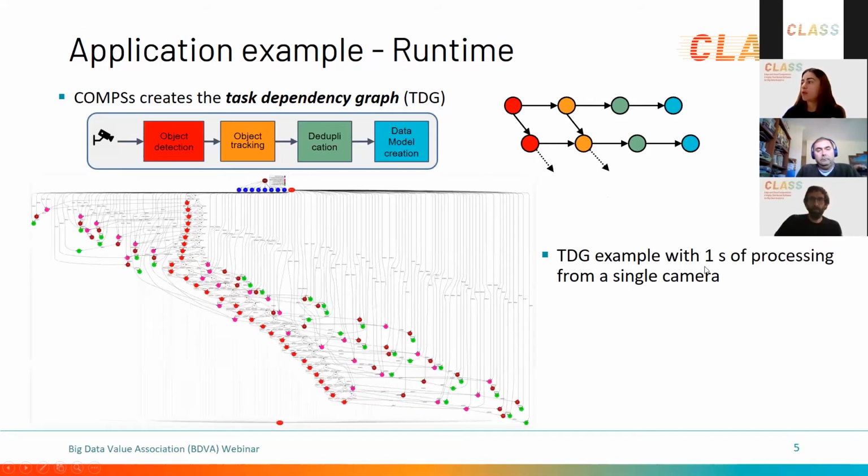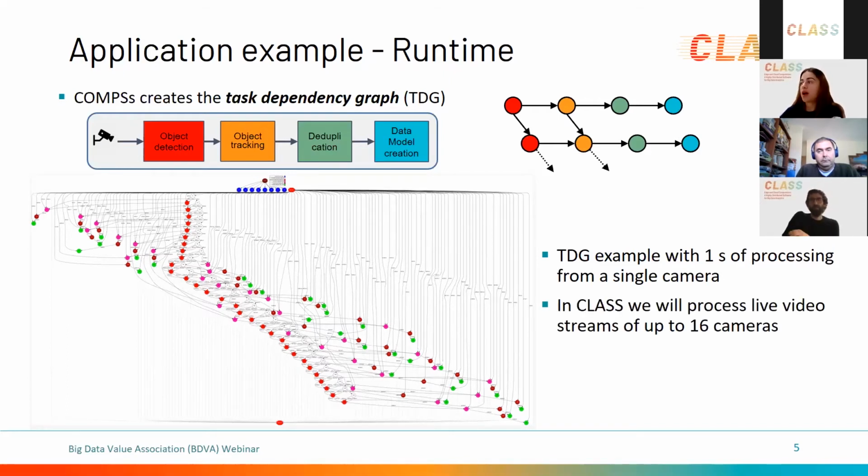For example, if we process 1 second of video frames with a frame rate of 30 frames per second, we would have 30 tasks, for example, for the object detection, 30 tasks for the tracking, etc. So the task graph would be far more complex. And if we had more cameras, where, for example, in CLAI, we will have streams of up to 16 cameras, you can imagine that the task dependency graph would be much more complicated.